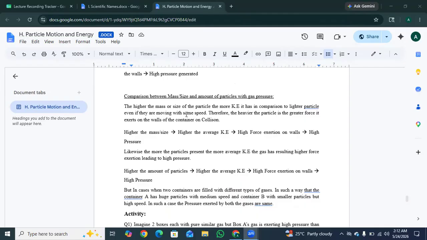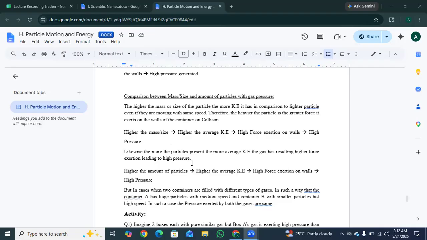The higher the mass or size of the particles, the more kinetic energy they have in comparison to lighter particles, even if they are moving at the same speed. Therefore, the heavier the particle, the greater the force it exerts on the wall of the container on collision. So basically, adding more gas particles to a container raises the total energy and causes a higher number of collisions against the walls. Higher mass or size leads to higher average kinetic energy, higher force exertion on walls, and high pressure.